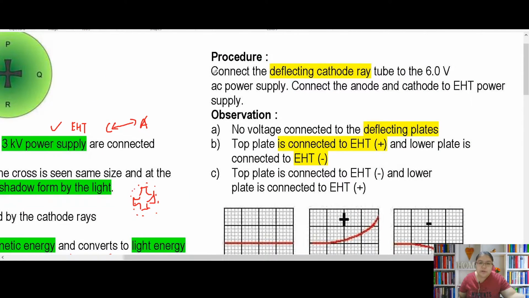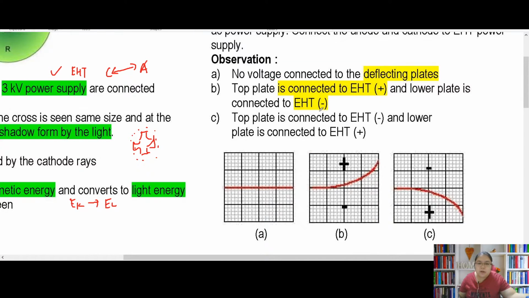First, they connect the deflecting cathode ray tube using 6 volts. The AC power supply is connected to the anode through the EHT. It must be EHT, if not the cathode ray cannot come out. Observation: when starting with no voltage, they fire it and the ray just goes straight. Nothing happened. When the top is connected to positive and the bottom to negative, you find the cathode ray bends upwards.